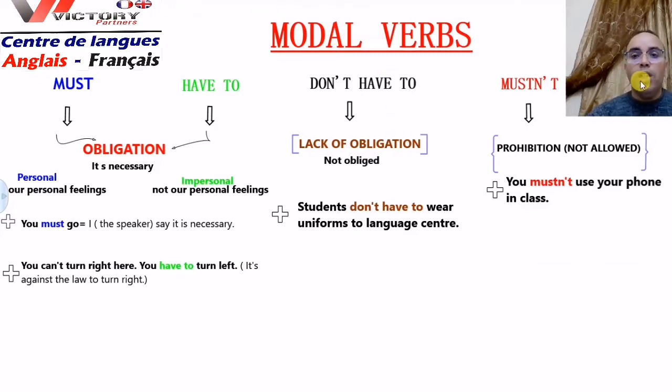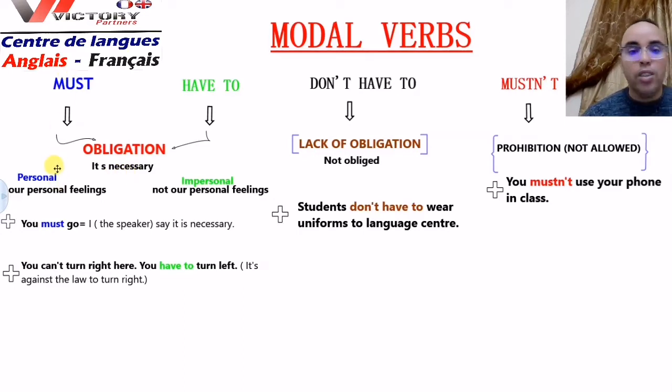That's okay. So now we talk about the auxiliary verbs must, have to, don't have to, and mustn't. Let's start with the modals that express obligation. Must and have to both express obligation. It means it is necessary to do something. What is the difference between must and have to? We said they both express obligation, but there is a slight difference.